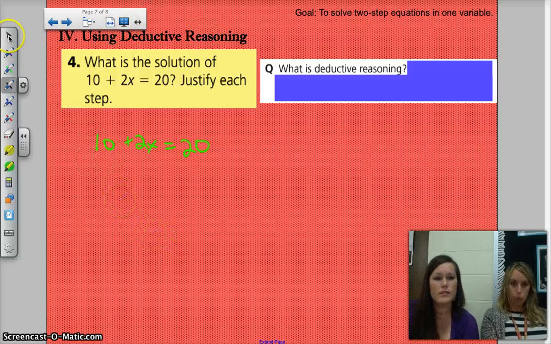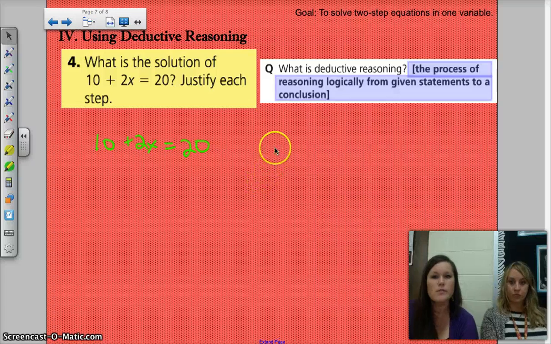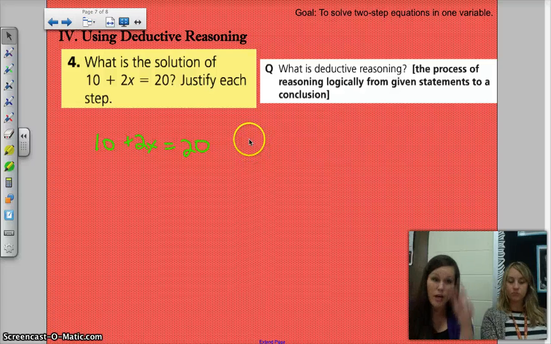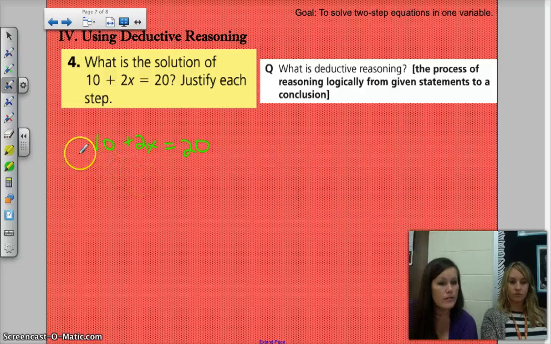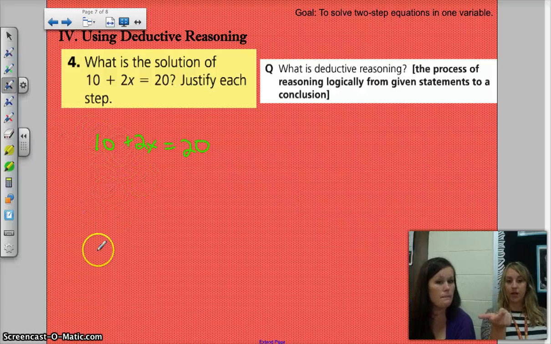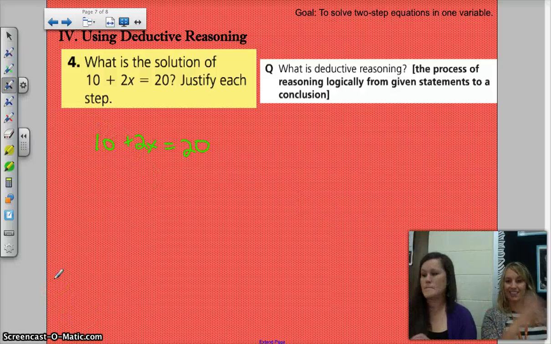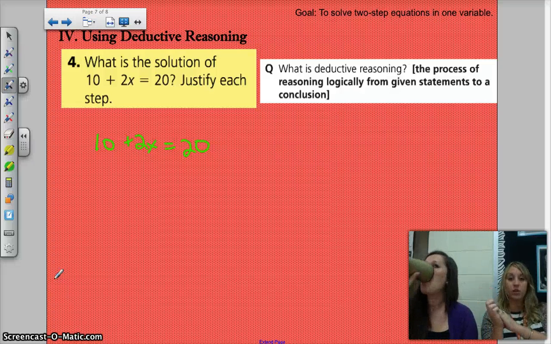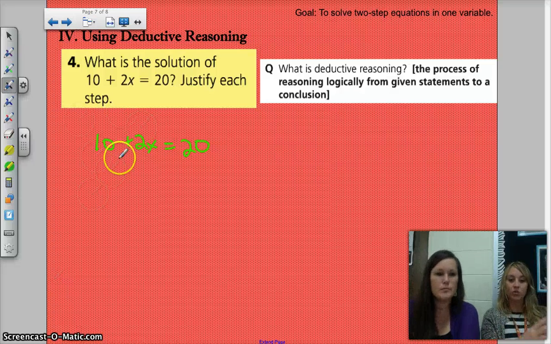Using deductive reasoning, let's talk about what deductive reasoning is anyways. It's the process of reasoning logically from given statements to a conclusion. So it's basically thinking about what you're doing. So the first thing we're going to do, I see this 10. And this is a problem that kind of trips us up sometimes because the x is located towards the equal sign. But you still look at the first value, or whatever value is not with the x, and you want to undo that to get it away.